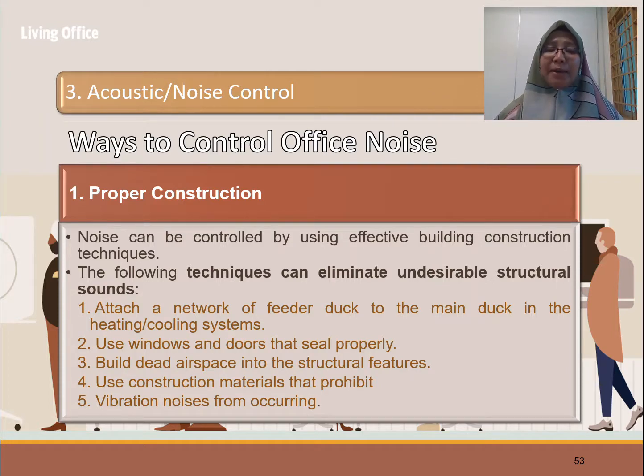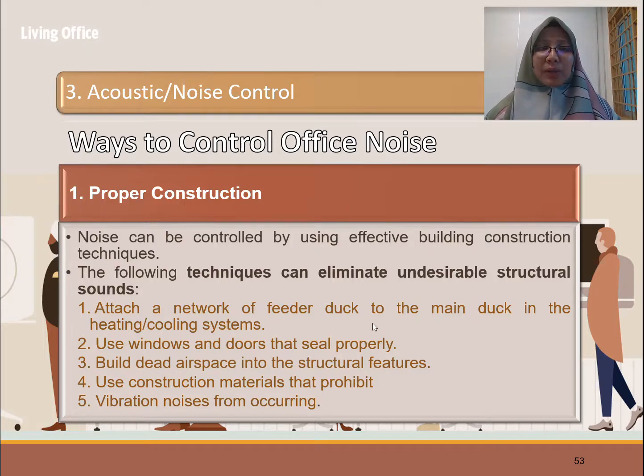Number 4, you use construction material that prohibits vibration noises from occurring. Again, the technique is only 4, not 5. Okay, so you do not need to explain this one, but when you have a question asking you the techniques that can eliminate undesirable structural sound, just list down these 4.